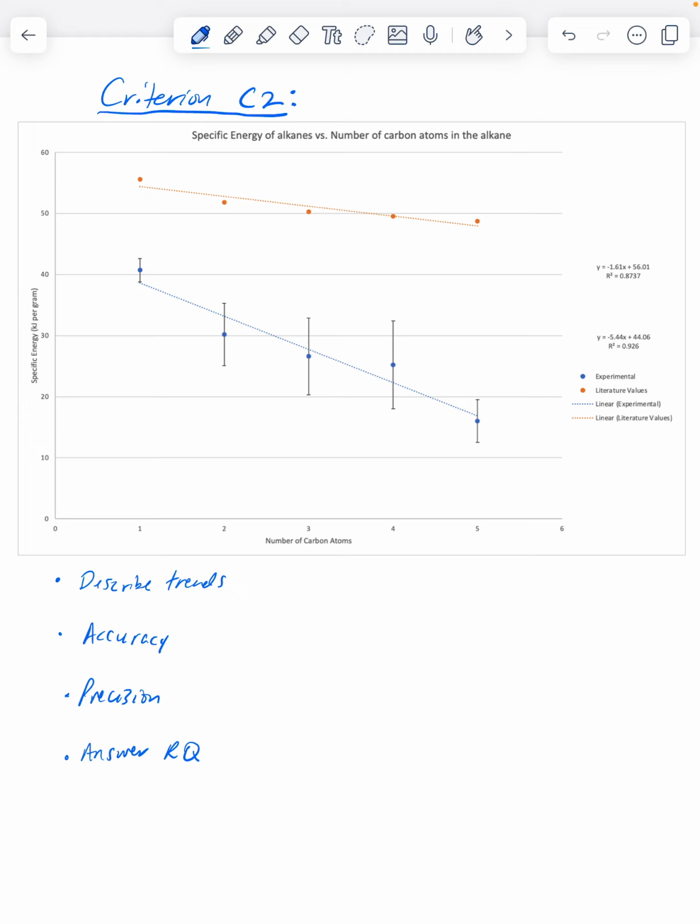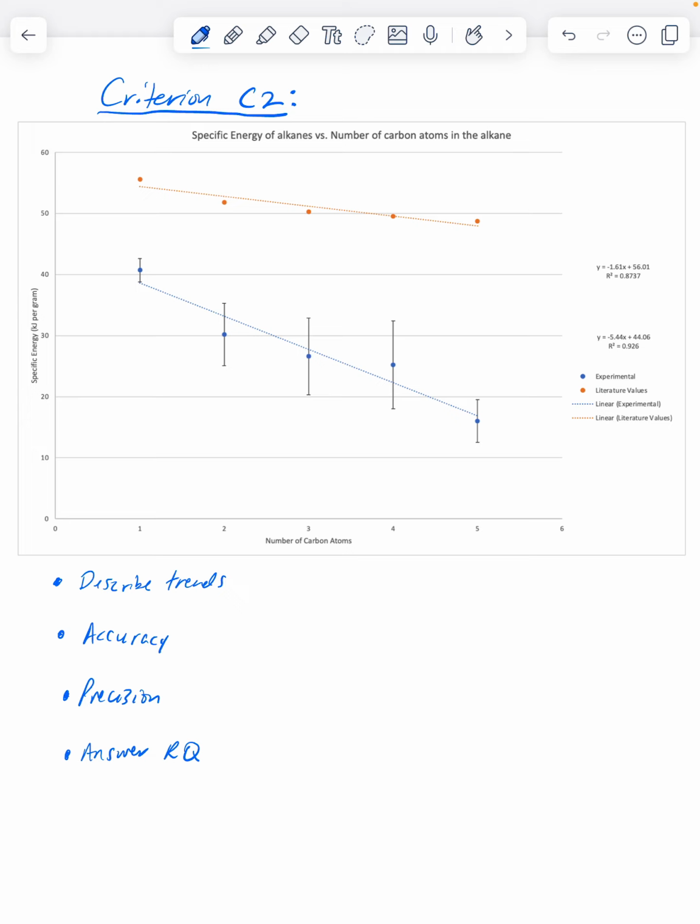So I've broken down the interpretation, or the strand C2, into essentially 4 bits. They kind of all overlap, but there are different things that you should be doing here. You want to be looking at the data and describing the trends. You want to be commenting on accuracy and precision, and then trying to fully answer the research question, or answer the research question to the extent that you can, given your data.